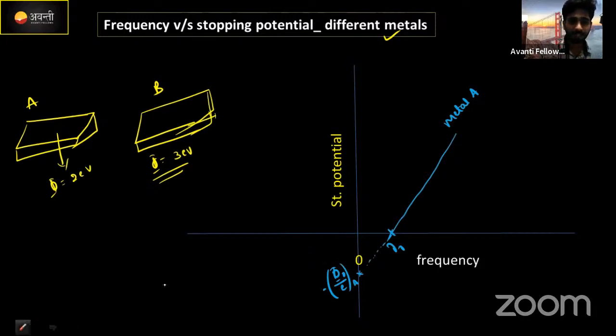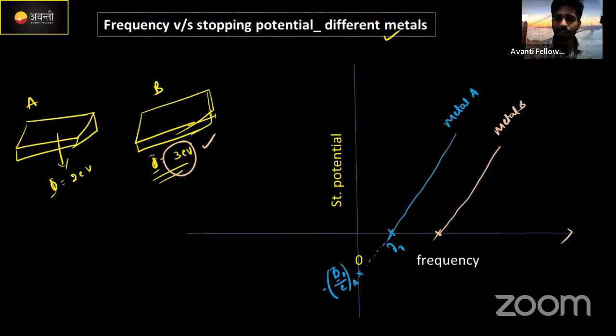Now, the second metal needs 3 electron volt, meaning its threshold energy is 3 electron volt. Along the x-axis, the value will be further away from the first one. The second graph will start from this point and increase as the frequency increases, like this. This is metal B. If you want to find the work function for it, extend it in the backward direction. It will intersect in the negative y-axis direction. We call this minus work function upon e for metal B. Clear?